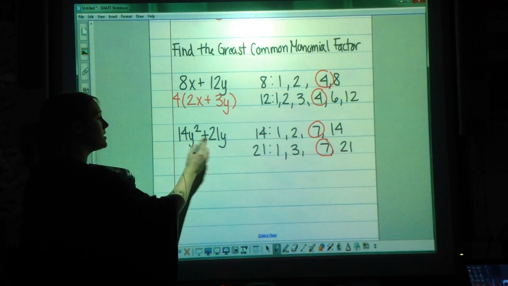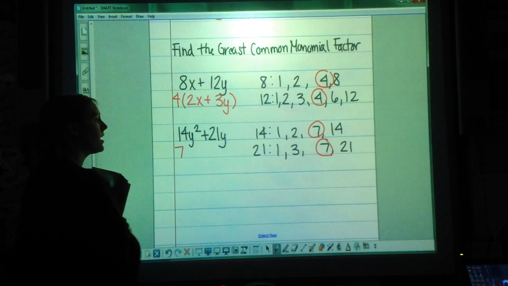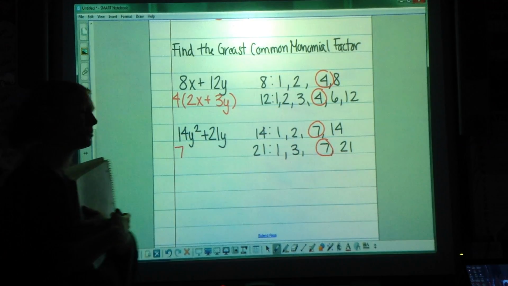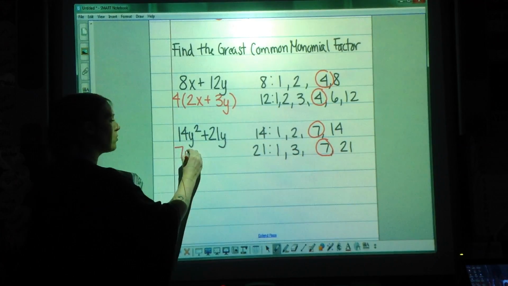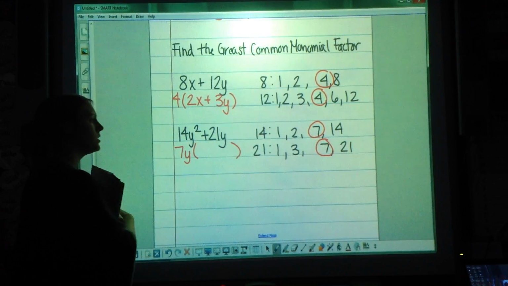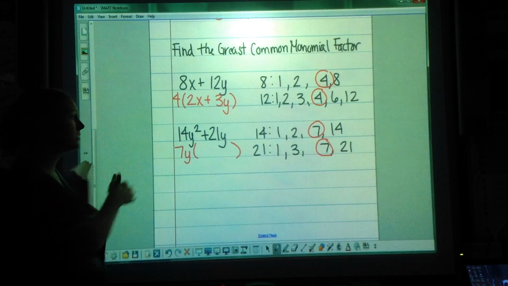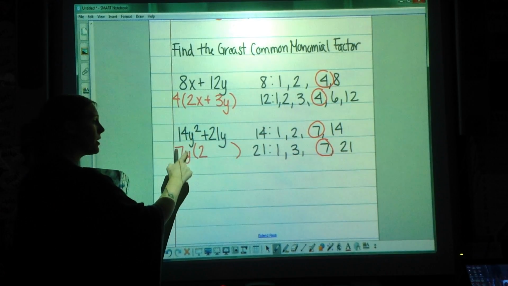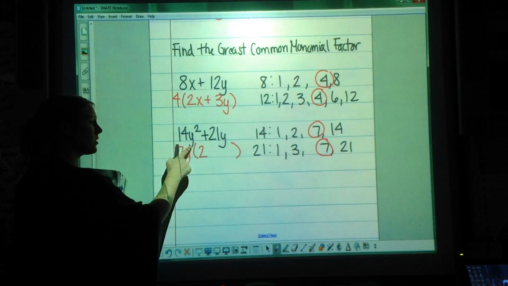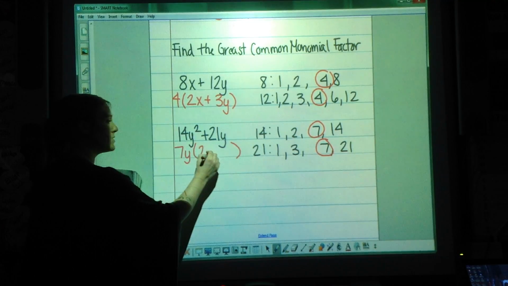Okay, so I see that these two coefficients have a 7 in common. Now I'm looking at the variables. They both have at least one y. So I'm going to pull a y out as well. Dividing by 7y. 14 divided by 7 is 2. Y squared divided by y, don't we just subtract their exponents? 2 minus 1 is 1.